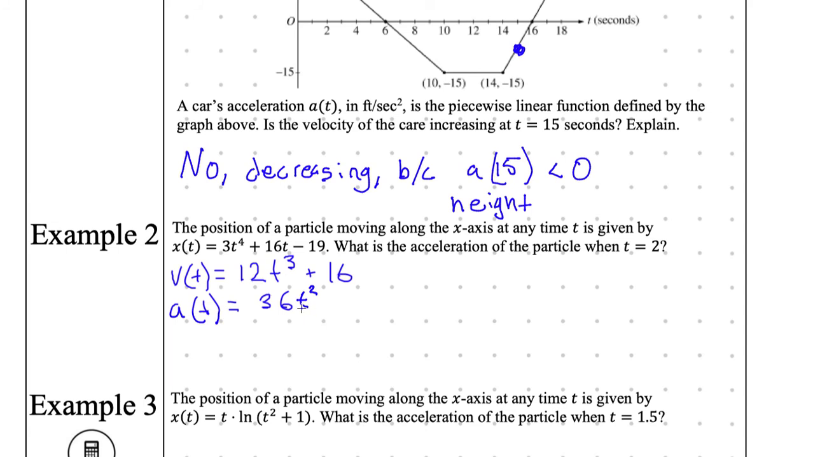Therefore, what do I do next? When t equals 2 means what? Plug in the t, yes. There it is. So I plug in 2. So a of 2 is equal to 36 quantity 2 squared. Claire, can you just do this for us? 144. Thank you. And Claire, what would our units be on that? We don't have any units. Let's say units per what? Second squared. Per time squared, yeah. Perfect, because it's a unit of acceleration.